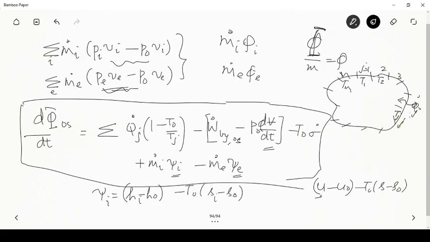So U plus PV minus U naught plus P naught V naught becomes H minus H naught. So that is basically what you get in this term, H minus H naught minus T naught into S minus S naught. That is the term that comes in the flow exergy component. So it actually has the flow energy component, just like you had the flow energy component in the case of your first law for open systems.